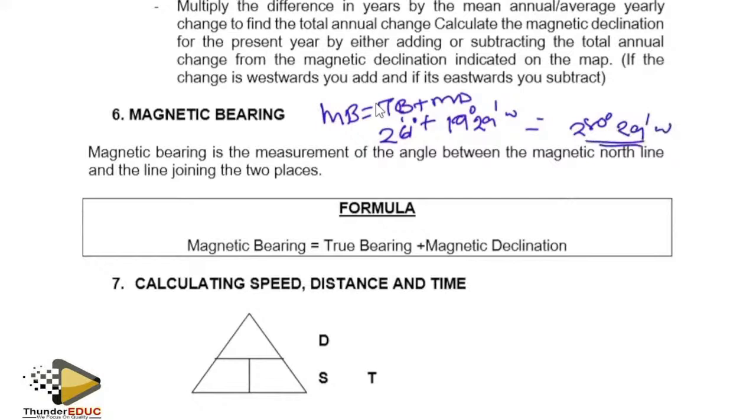Okay, so that means the magnetic bearing, you can only get it if you know the true bearing and the magnetic declination. Then you add them together. But learners, don't forget that we add minutes with minutes and degrees with what? With degrees. So magnetic bearing is a measurement of the angle between the magnetic north line and the line joining the two places. So this is how we calculate it.